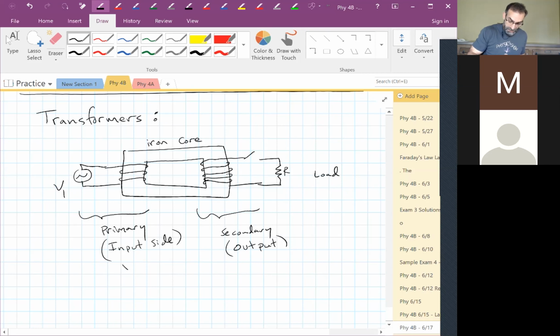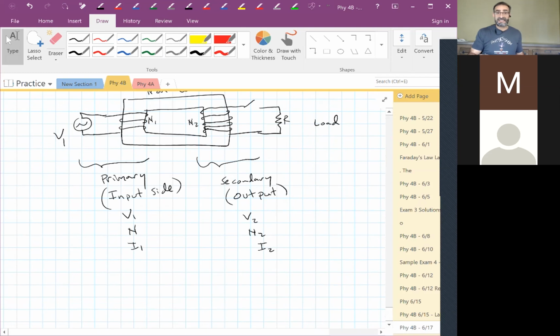Over here we have V1, N1, where N is the number of turns. Over here we would measure V2, N2, I2. So that's how we designate the values with a 1 or a 2: input, output, primary, secondary, whatever you want to call them. But that's the nomenclature.